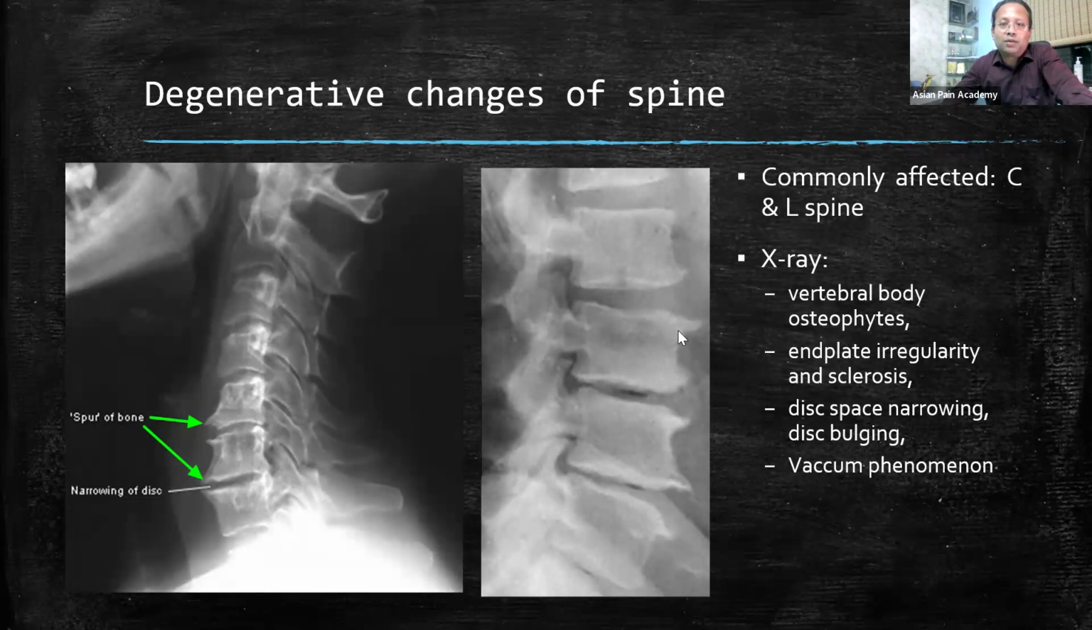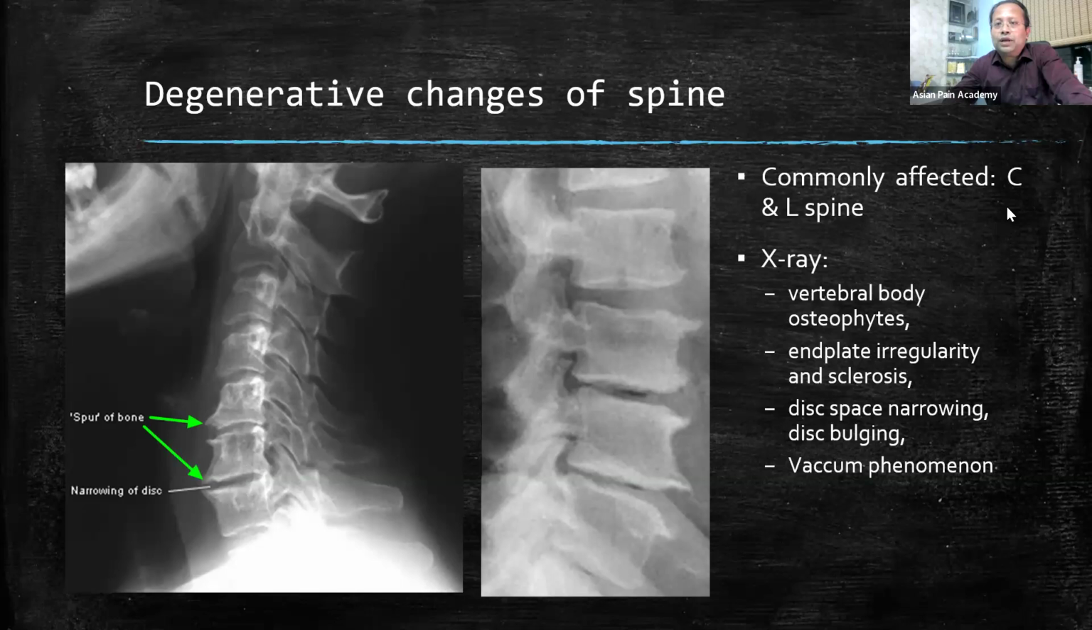Okay, these are perpendicular lines. Remember, these are perpendicular lines and not going from one bone to another bone. This is perpendicular bony spurs. So this is one thing. Second thing is narrowing of disc. You can see the disc space is narrowed.